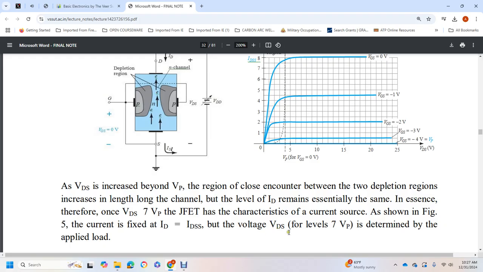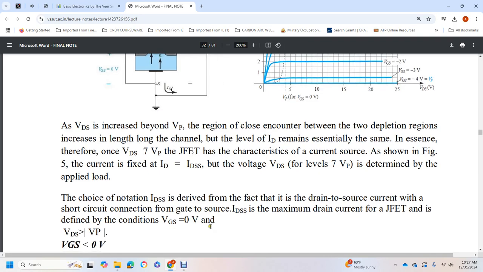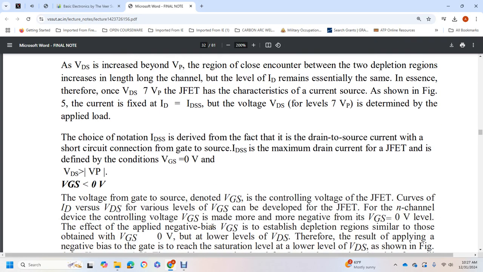Saturation voltage drain source is determined by the applied load. The notation IDSS is derived from the fact that it is the drain-source current with a short-circuit connection from gate to source. So IDSS, the short-circuit maximum drain current of the junction field effect transistor, is defined with the condition VGS equals 0 and VDS is greater than the absolute value of VP.